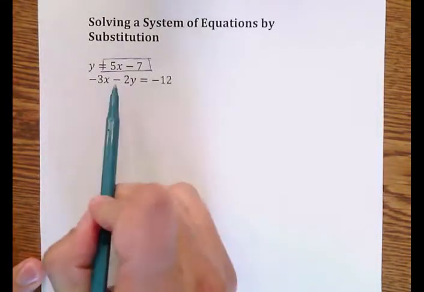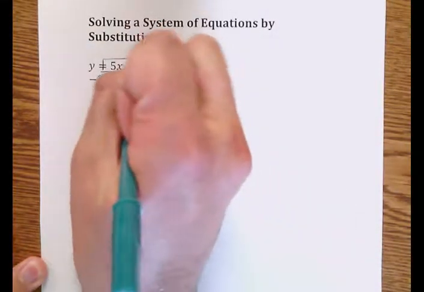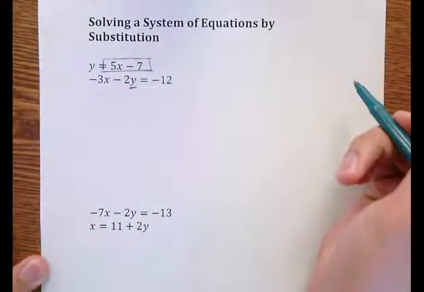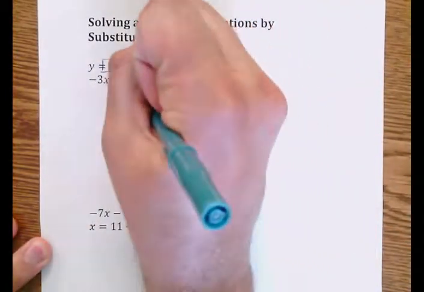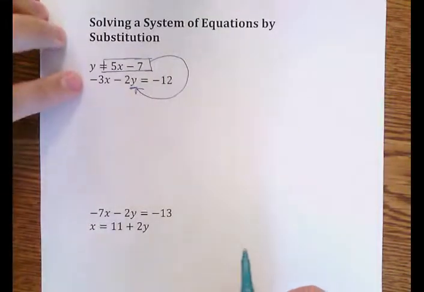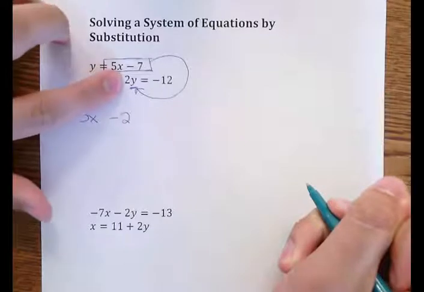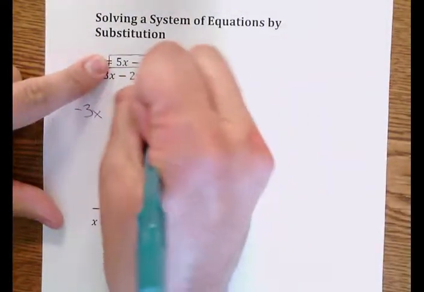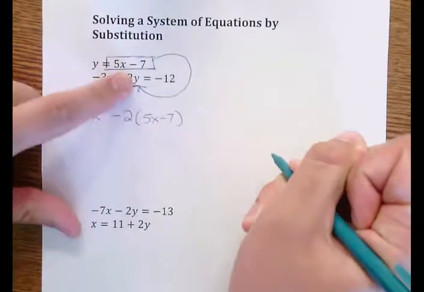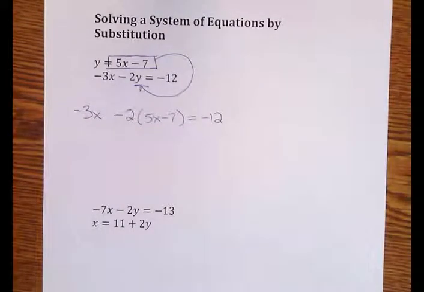So in my second equation, where I have negative 3x minus 2y equals negative 12, I'm going to replace this y with, instead, in parentheses, 5x minus 7. So this is going to be substituted or plugged in right there for y. It's almost like I'm taking both my equations and plugging them into each other to get one equation. So if I rewrite my second equation, I have negative 3x minus 2, and instead of the y, I'm going to put parentheses 5x minus 7 parentheses. So I replace the y with 5x minus 7, and this is equal to negative 12.